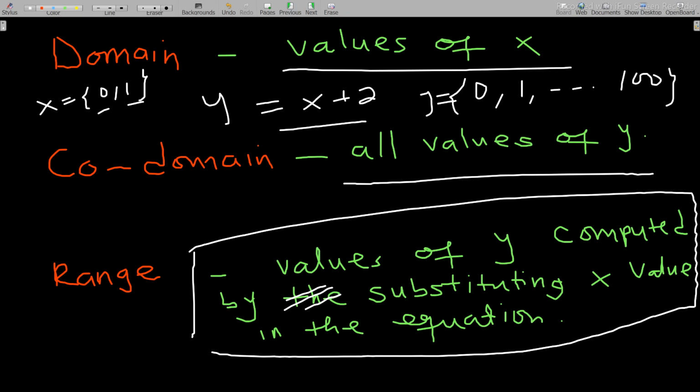But then the range is the values of y we will get when we substitute x in. So in other words, it's the images of the defined values of x, that is their result in the codomain. All right, so that is a simple definition I can give you here as well.